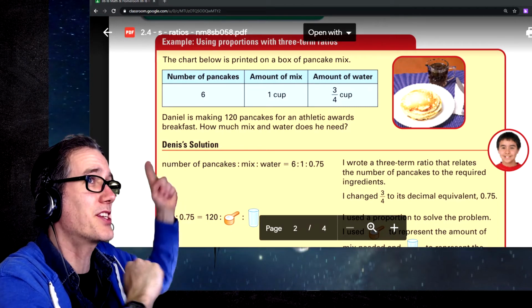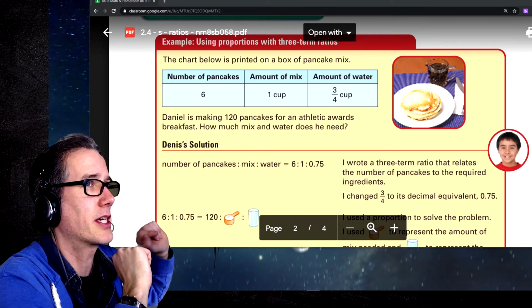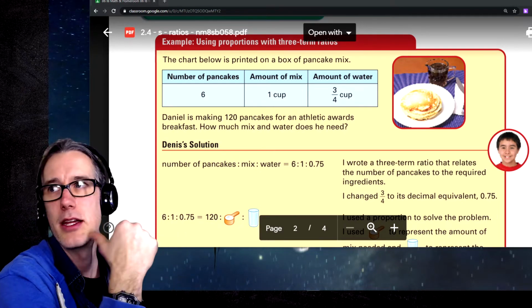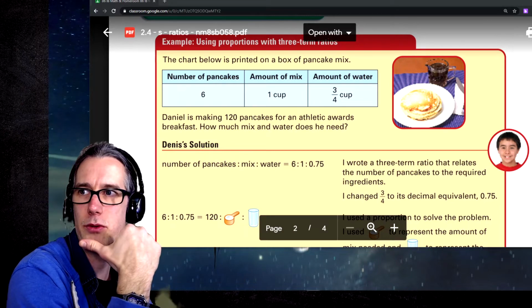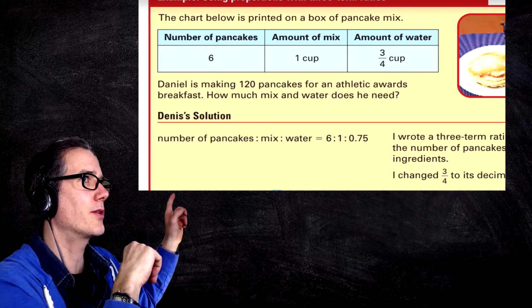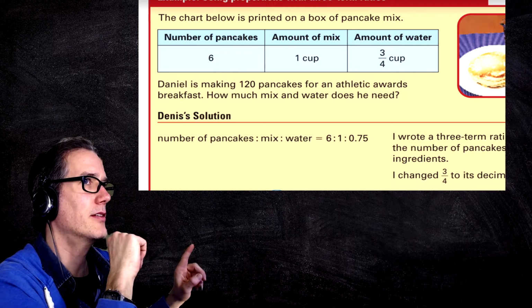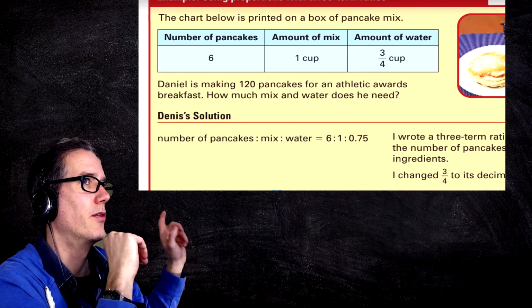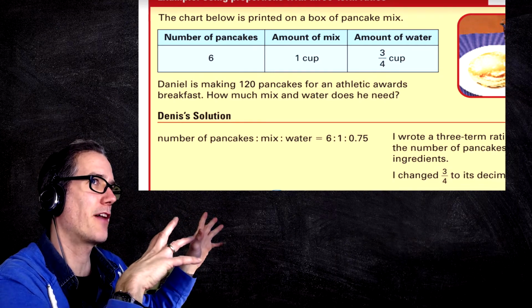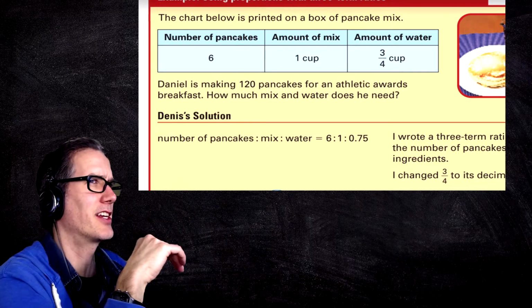Okay, so Daniel Dennis needs to make 120 pancakes. The recipe for 6 pancakes is 1 cup of mix, 3/4 cups of water. Make sense? So here is our ratio. Let me get a little closer so we can get a closer look. So our ratio here is 6 total, 1 and 0.75 is what Dennis Daniel decided to say.